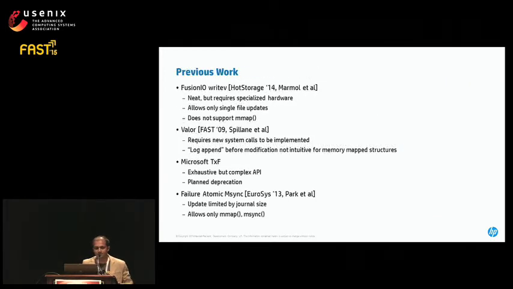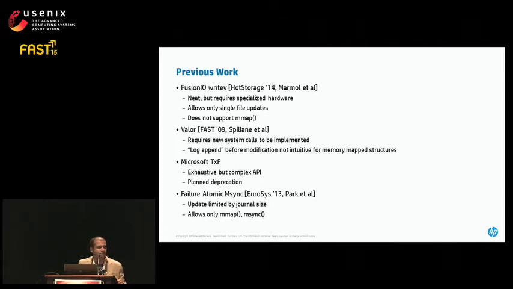There's a lot of research in the recent past on failure atomic updates. Fusion IO provides a writev call that is pretty neat, but the problem is that you require Fusion IO. You require the hardware for it to work. Valor provides transactional interfaces in the file system, but the log append needs to be called before you make any modifications, and that is not very intuitive.